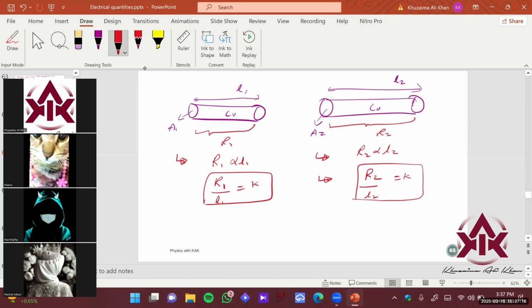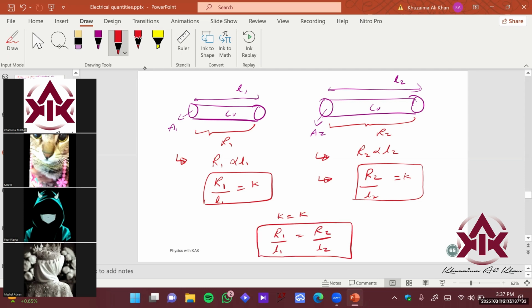So K has a specific name. If I equate these two K's, I have the following relation: R1 upon L1 is equal to R2 upon L2. This can be a question in your exams, and it will be tested right now on your next slide.